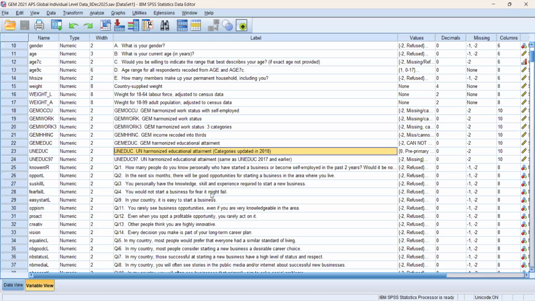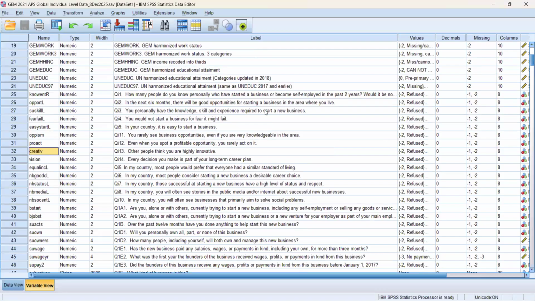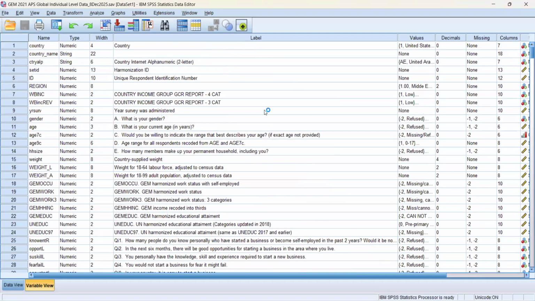We have opportunities, networking, creativity. There's creativity here. How does creativity influence business success? We have vision. Does vision affect business success or not? These are all indicators that you can explore. You can go to the database and download it and get a concept from it.